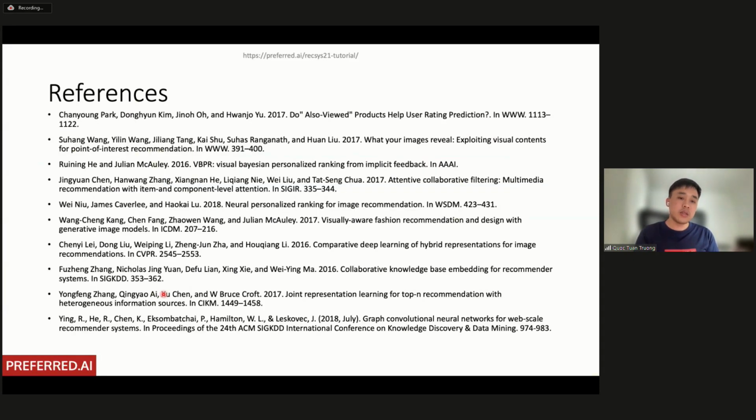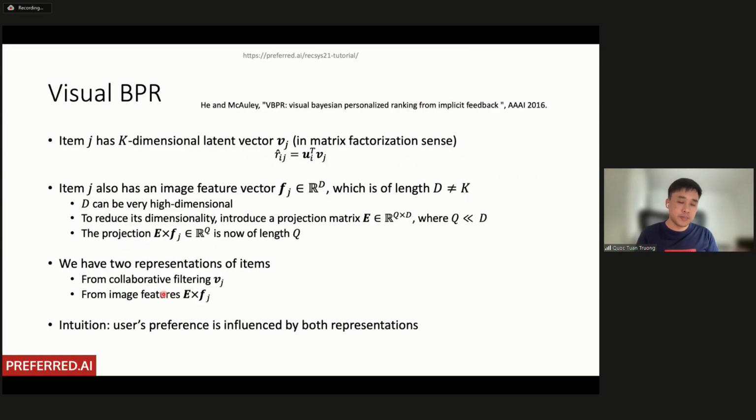So these are the list of references that you can take a look at. And one of the very first image models that we want to emphasize is called Visual BPR, or VBPR for short. This VBPR model, as you can already see in the name, is focused on image data, right? And it's also trying to leverage the matrix factorization framework, but under the BPR objective.